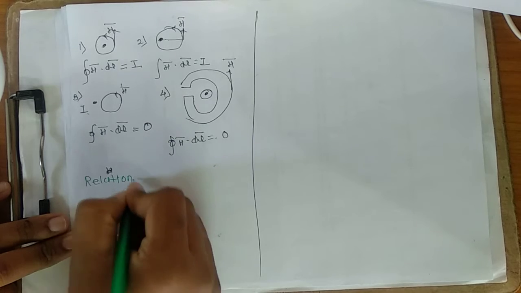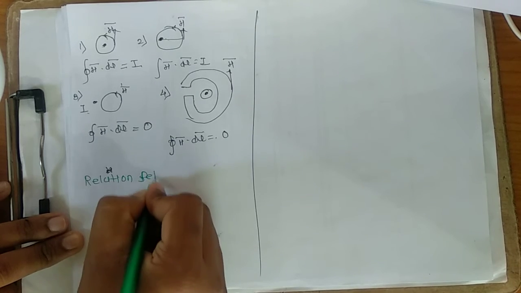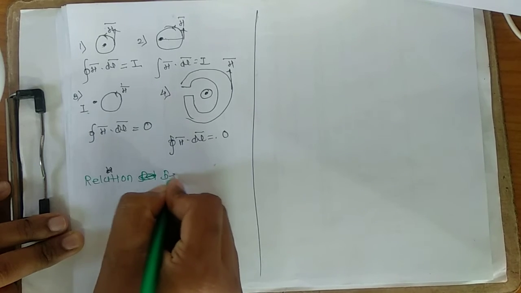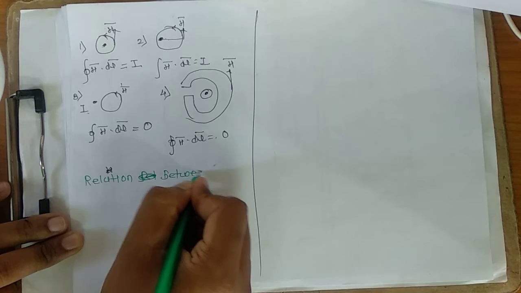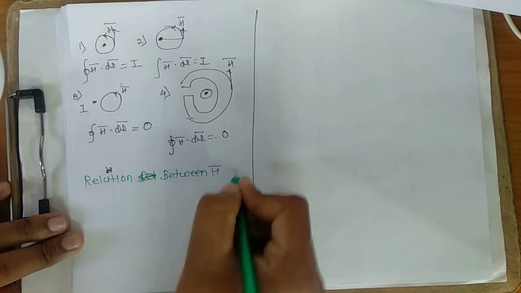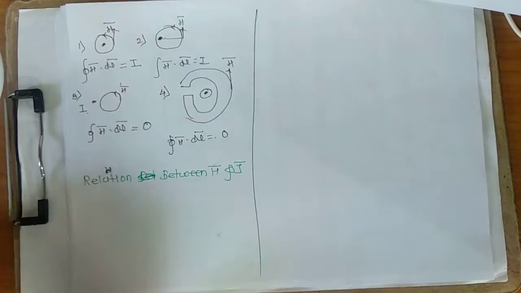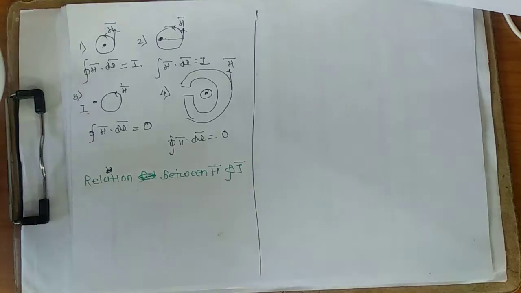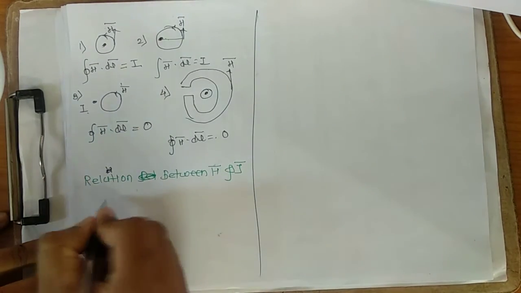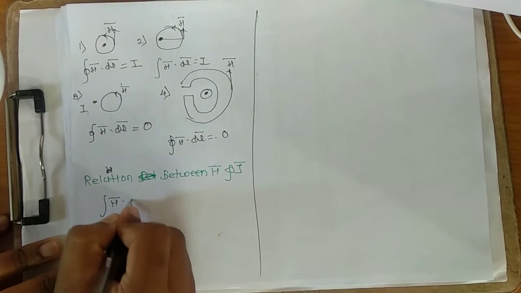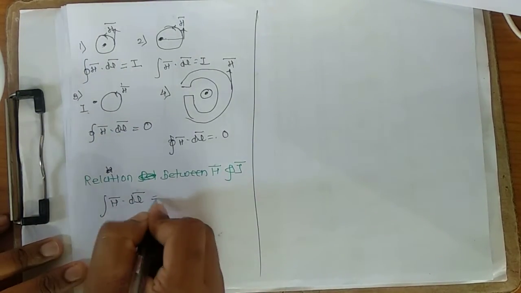A relation between H bar and J bar. Now what is the relation between H bar and J bar? So we have seen Ampere's law, that H bar dot dl bar is equal to I.